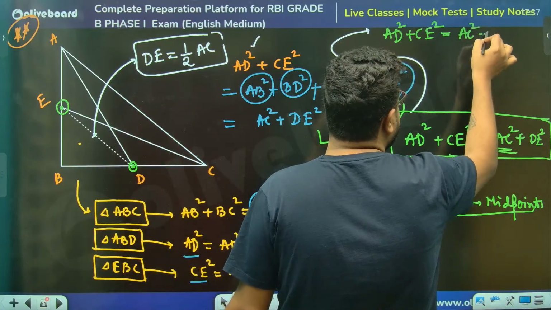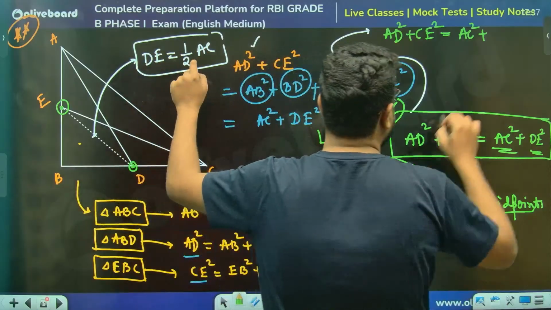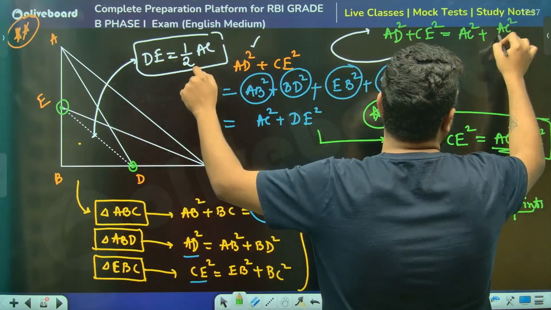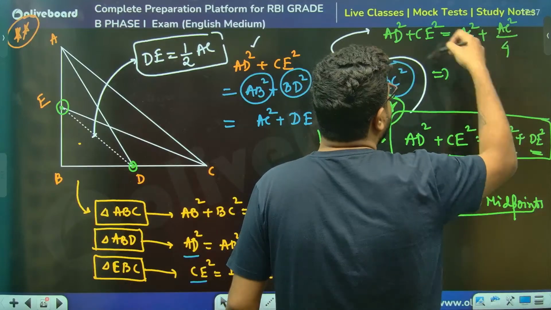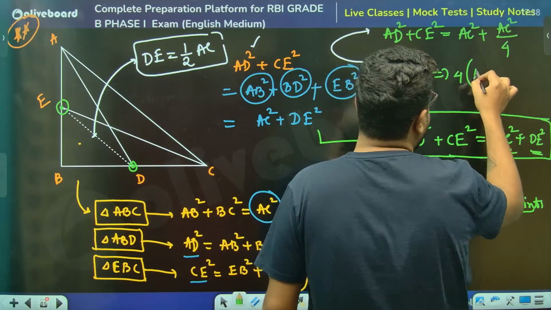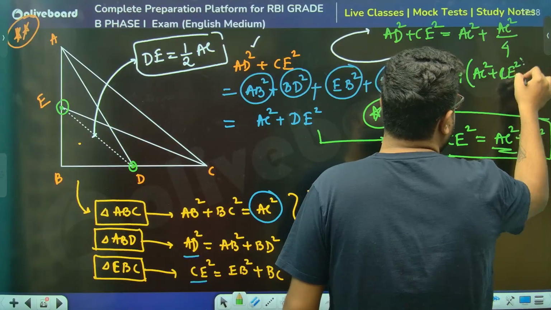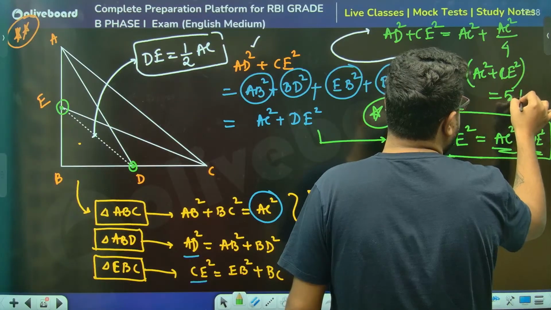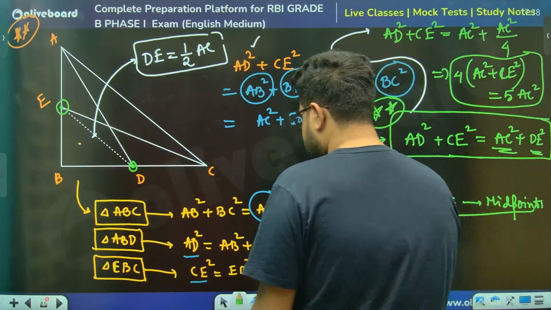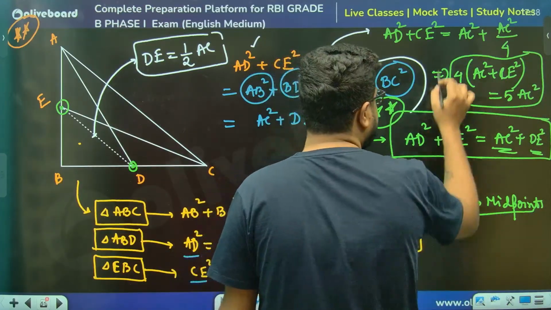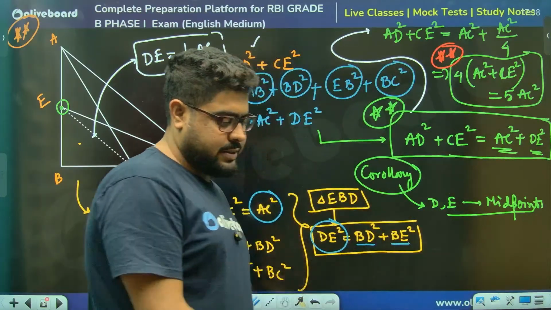DE square will be what, sir? DE is half of AC, so the square will be AC square by 4. So from there, it will be 5 by 4. Multiply this. We get a very important property. This is also very important.